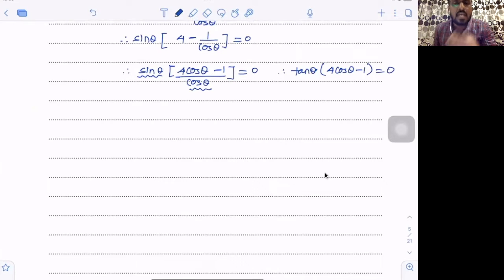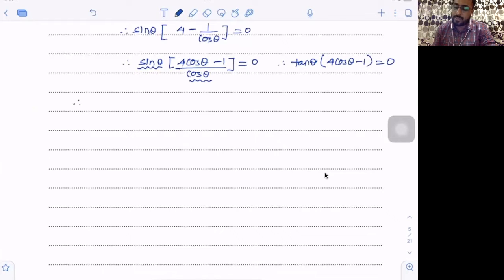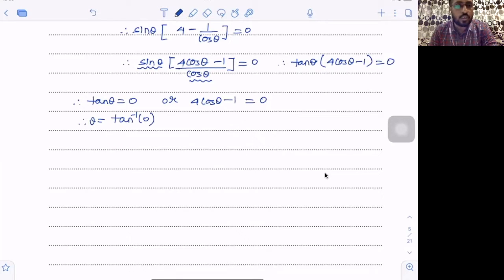Now you want to understand, this is product of two terms. It's tan theta multiplied with some bracket, isn't it? 4 cos theta minus 1. And the product is coming equal to 0. That means I can say either tan theta should become equal to 0, right, students? Or you can say 4 cos theta minus 1 should become equal to 0. Now, you need to really understand this well. So if tan theta is 0, that means theta would become equal to tan inverse of 0, right, students? So tan goes on the other side, it becomes tan inverse. So tan inverse of 0.